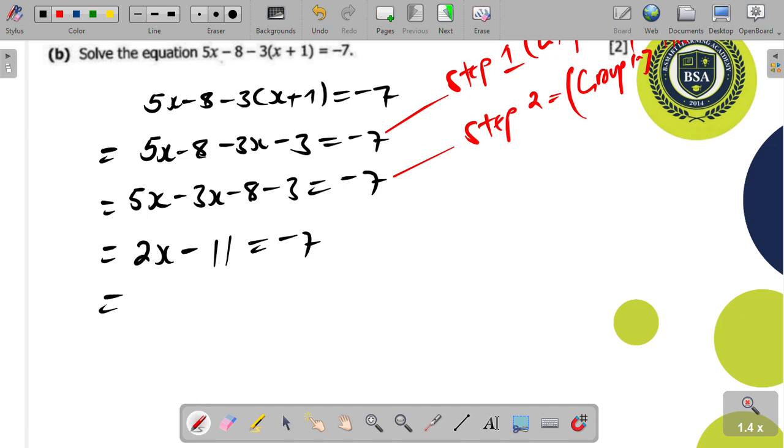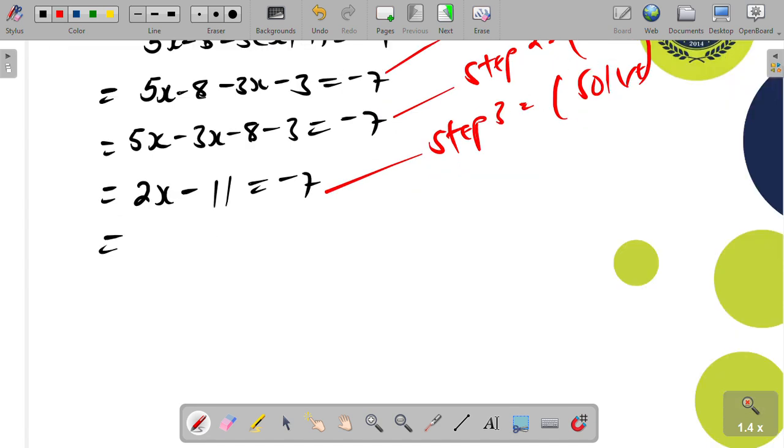Now let's solve this equation. We are simplifying everything, and now let's solve. So step 3, let me write here. Step 3, you solve. So now let's solve here. We know that negative 11 and negative 7 are like terms, so we write 2x. Now here, pay attention. Any number with a different sign, when it crosses the equal sign, for example, negative 11, this will change to positive.